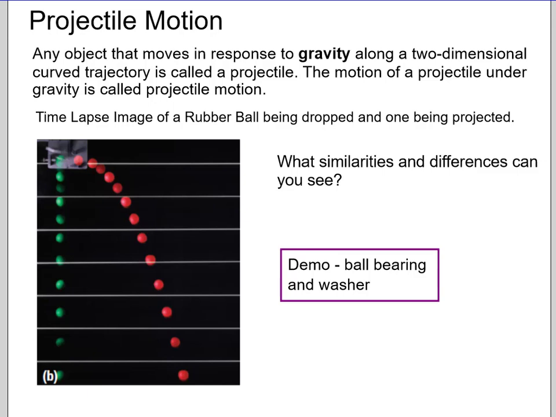But if you look at the height, and this is the real important part, if you look at the height of all of those images between green and red, you'll see that they're the same. That means this object, even though it's been pushed out of the little basket, the red ball, is still falling in the vertical direction exactly the same as the green ball.